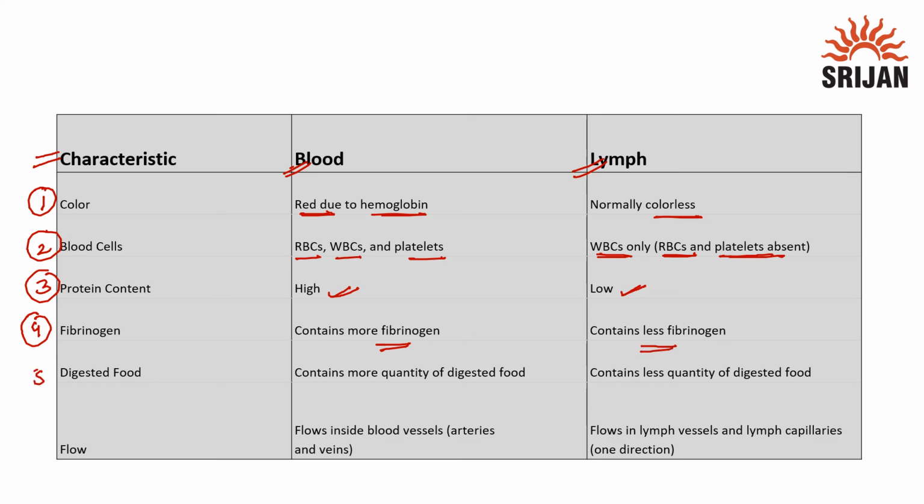The fifth part that we have is digested food. Since the lymph is drawn out from the blood only, blood is obviously going to have more quantity of the digested food as compared to the lymph, which is going to have less quantity. Talking about the flow, this blood is going to flow inside the blood vessel, but the lymph is going to flow inside the lymph vessels and lymph capillary.